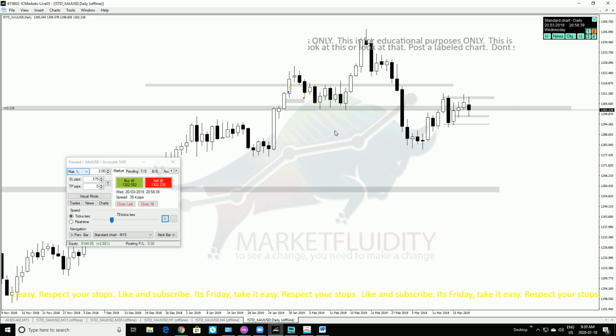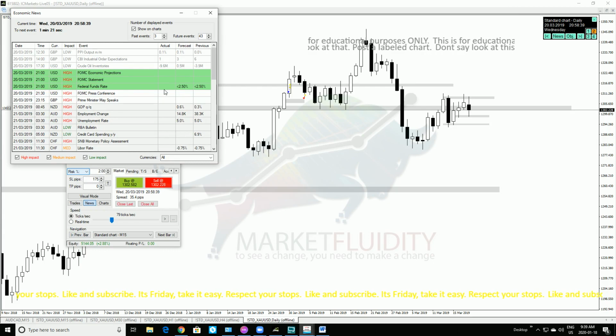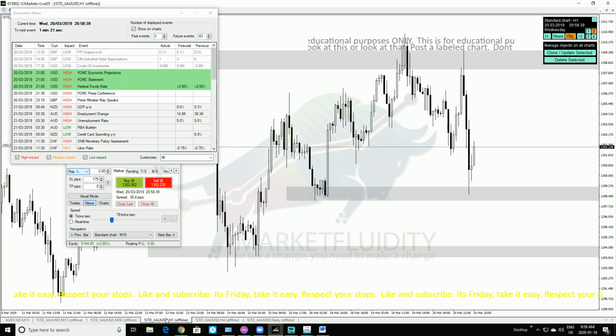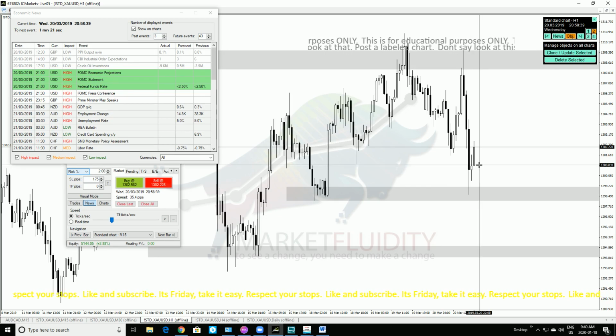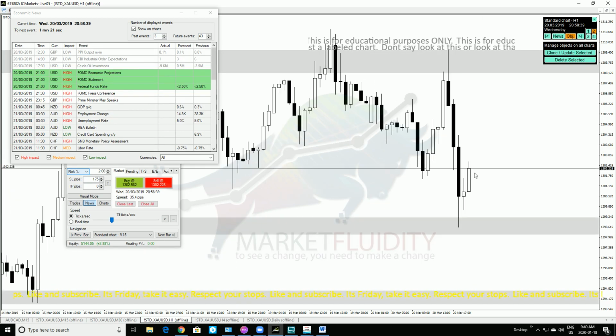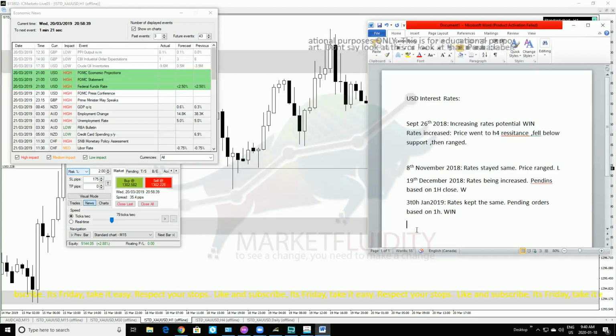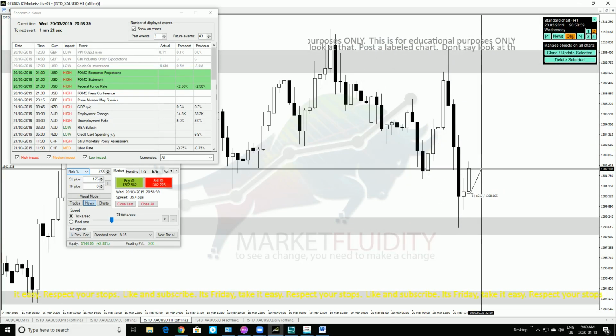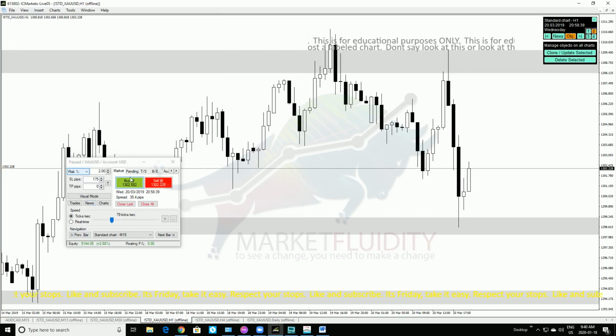Because they're keeping the rates the same. Usually when the rates are kept the same, it's good for the dollar, so price should drop, because news is coming out as expected. Now, if it's going to break the low, let's use the same strategy we used before. So let's go to March 20th, 2019. Rates kept the same. We're going to use the same strategy, with stops below the 1 hour low over here.